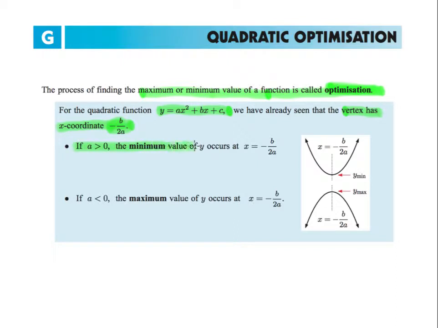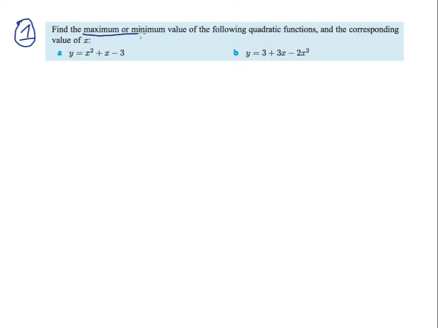If a is a positive value, we know the graph opens up, and so we'll be finding the minimum. If a is negative, the graph opens down, and so we'll be finding a maximum value. Example 1, find the maximum value or the minimum value of the following quadratic functions. Now when it says value, they're asking for the y coordinate of the vertex.